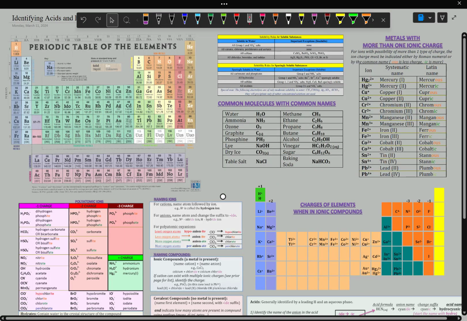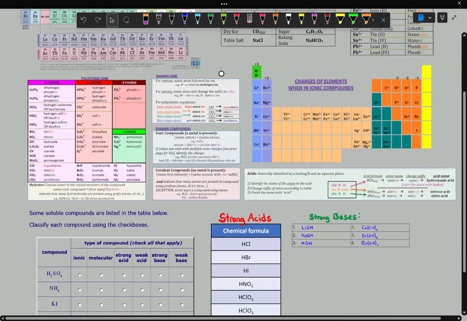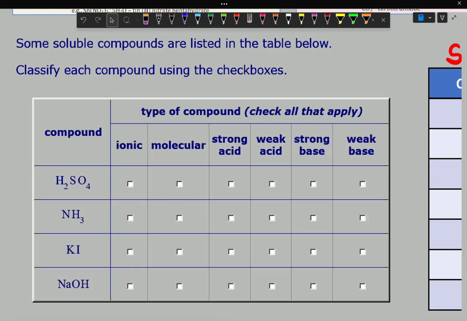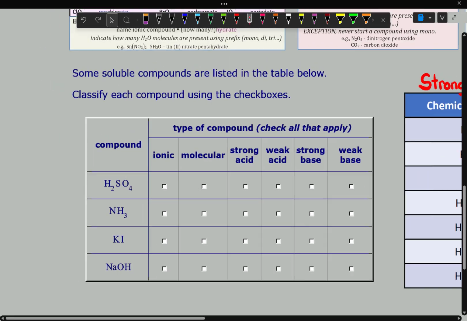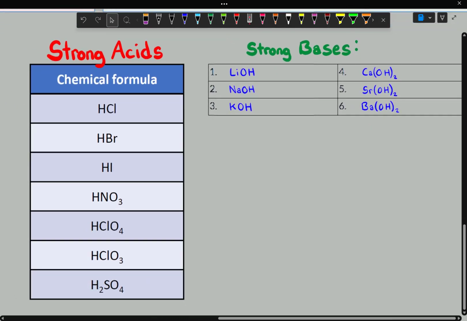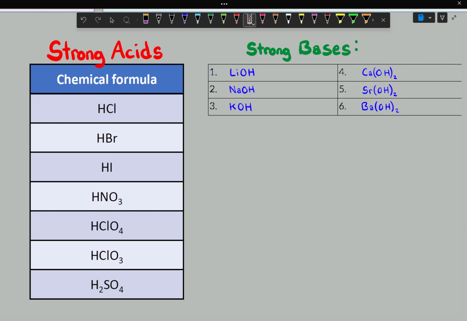Hey everyone, so in this video we're going to be looking at another ALEKS problem. This one is about identifying ionic and molecular compounds, as well as acids and bases. What you're going to end up using in this class and in future chemistry classes is a list of strong acids and strong bases that you're going to want to recognize.